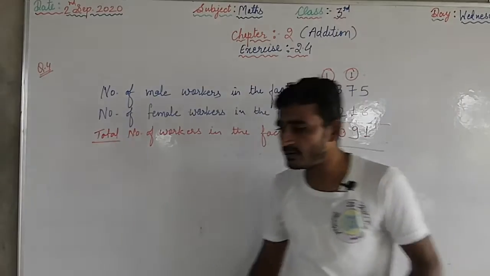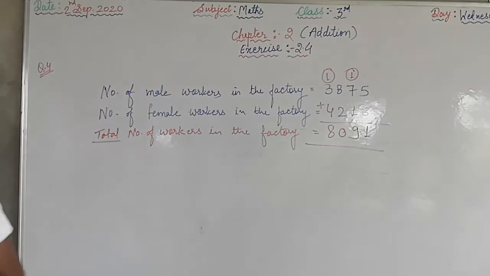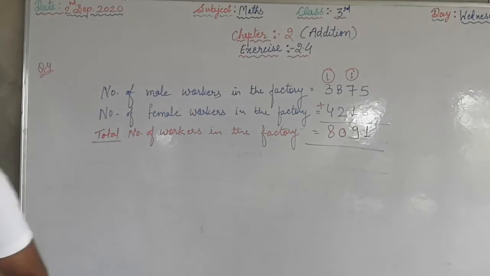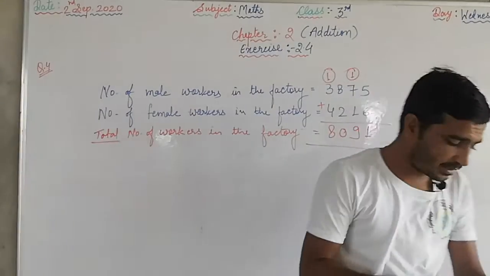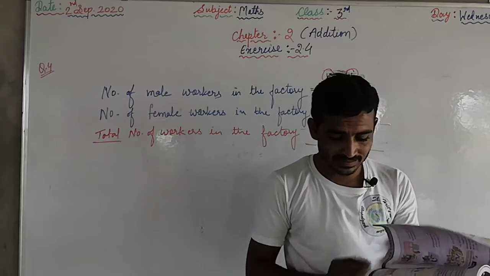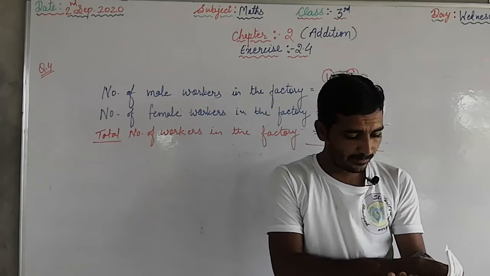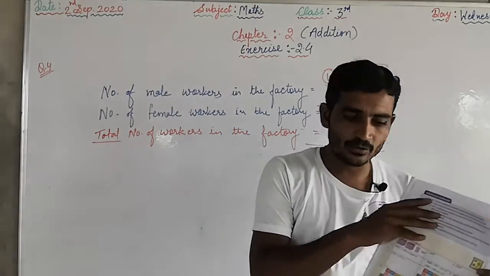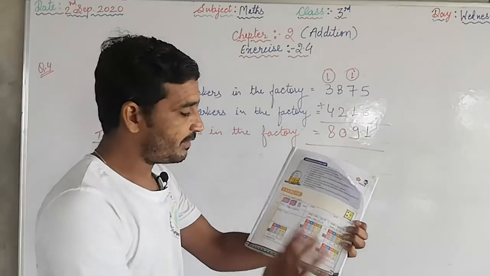So we have completed our exercise 2.4. With that we also complete our chapter, that is chapter number 2. Then what you have to do, you have to solve the exercise that is on page number 41. You have to solve this by yourself. The abacus system that we already discussed.